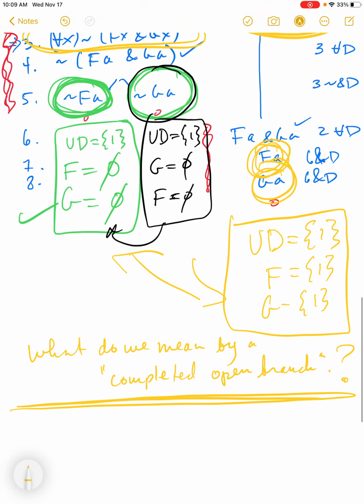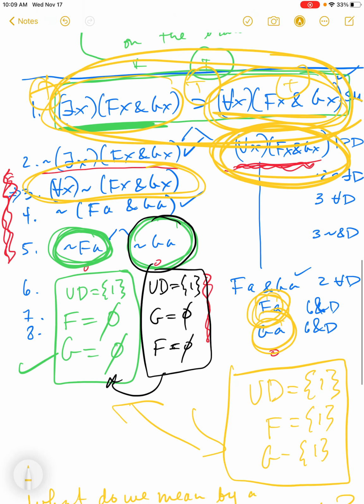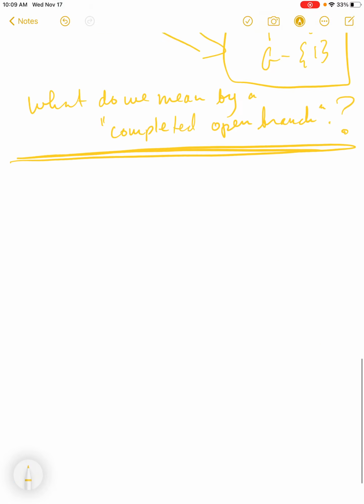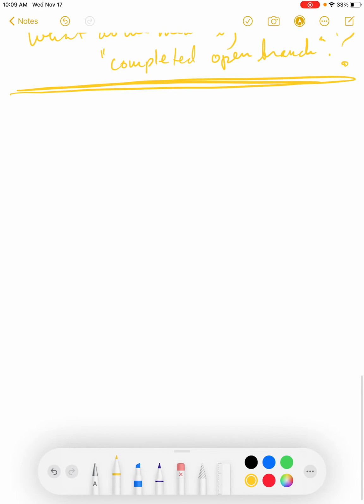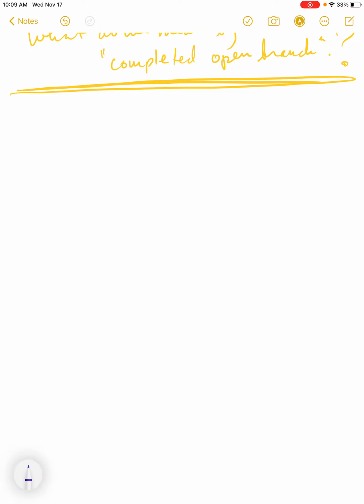I think you're probably already formulating a hunch about what the criteria will be from the tree that we just did. But I don't like the yellow. Let's do an example.